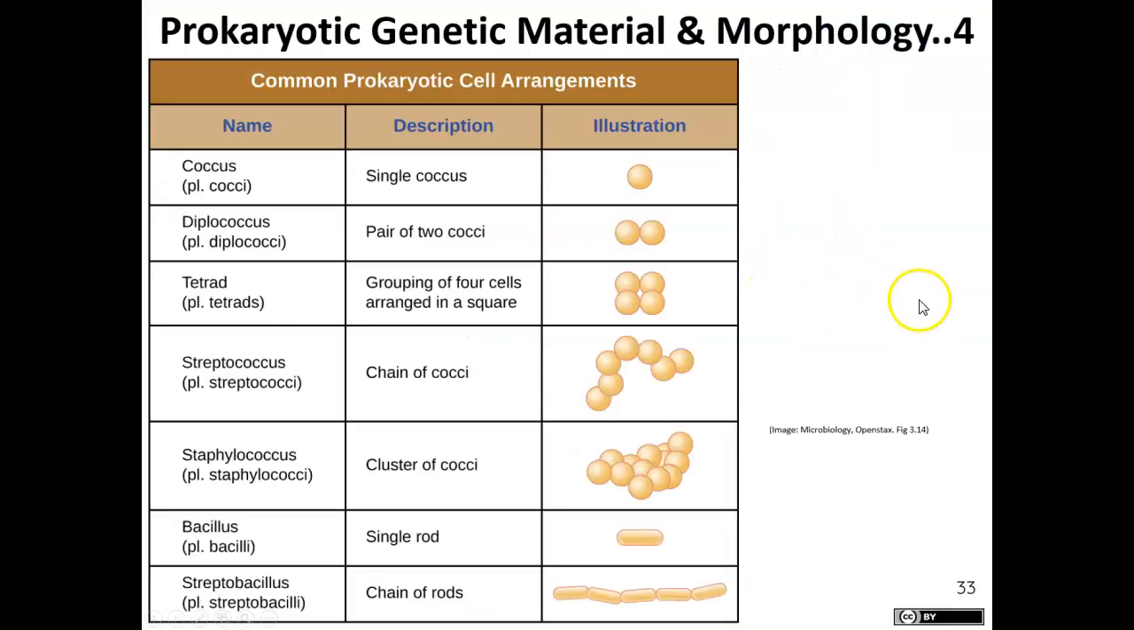But even with coccus and bacillus, we can have different groupings or arrangements. So I told you already that prokaryotic cells are always single-celled. You never have a multicellular prokaryote. They're single-celled, but they can grow in arrangements where you have multiple single cells that cluster together. And so if you have a single coccus cell, it's just known as a coccus. But if you have two coccus cells that connect, when they replicate, they stay connected. This would be a diplococcus or diplococci.